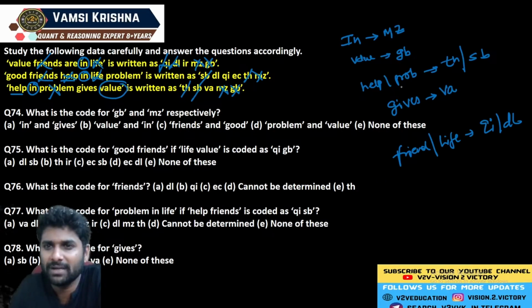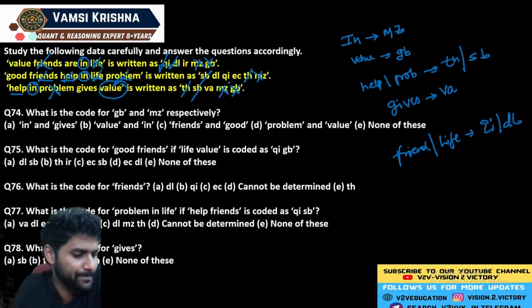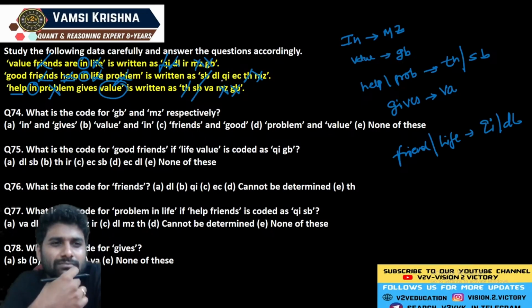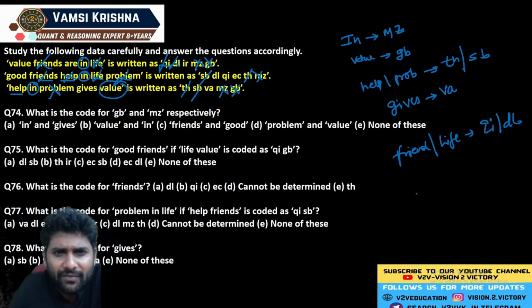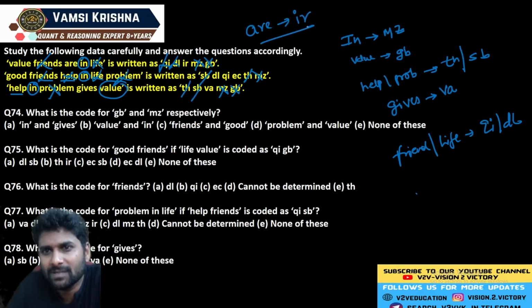Now what about good problem? We are done with the problem, right? So problem is also done. SP is done. Either TH or SP. What about value? Value is ZB, right? You are done with value. Definitely R is IR.